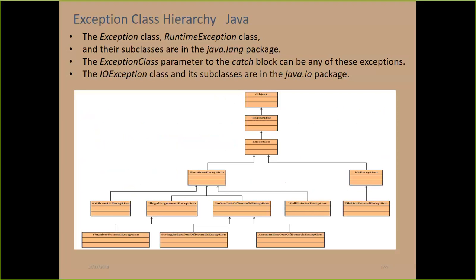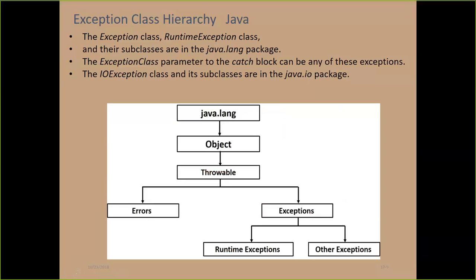But before that, in Java, Python and C Sharp, all these programming languages have some built-in exception handler classes. Among these, exception is the base class, and there are exception classes, runtime exceptions, and their subclasses. Is this readable? This is not readable. Exception is mainly in the Java IO packages. So let me go to this, since this is not readable.